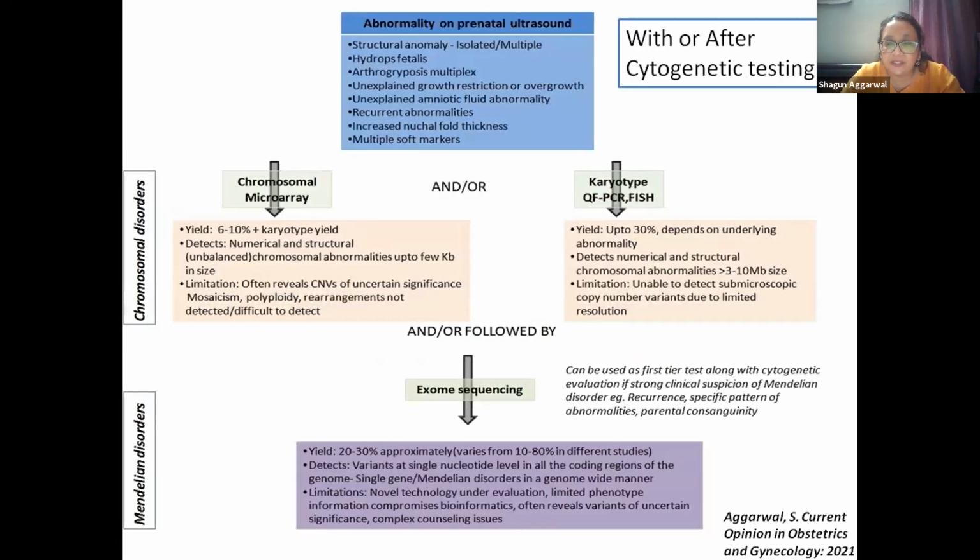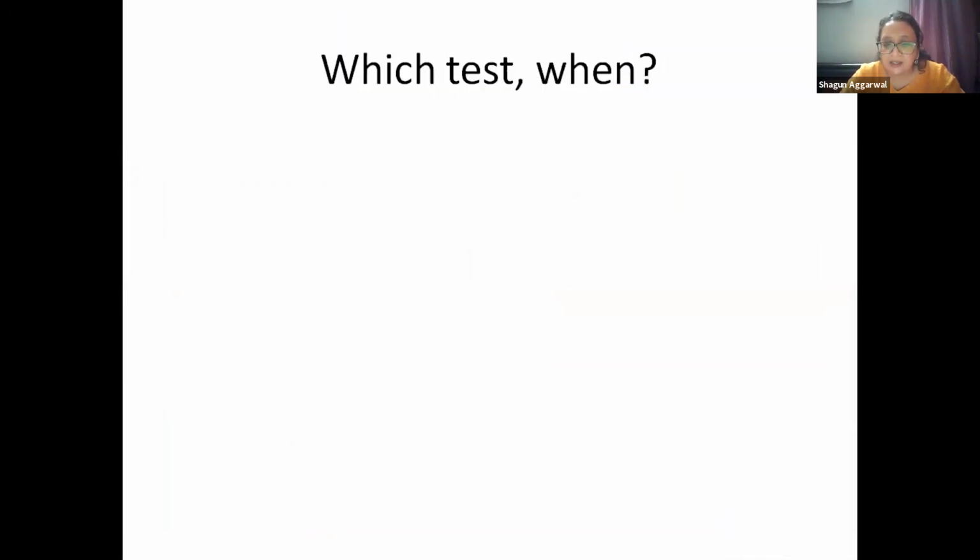So again, when should we do it? With or after the cytogenetic testing report? Should we do an array first? Should we do an exome first? Often this kind of decision would depend on a lot of things: what is the gestation of the patient, and what kind of scan findings and clinical picture we are looking at. So we could take this decision in this fashion.